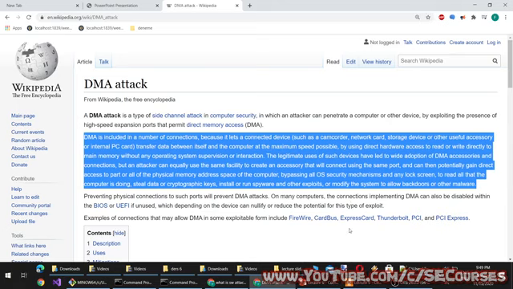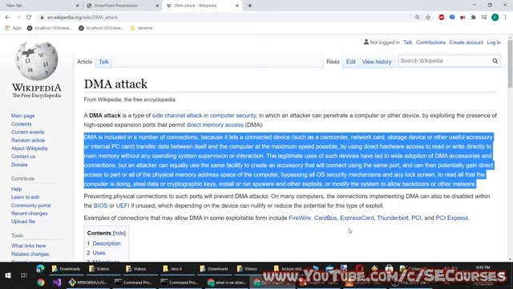DMA is included in a number of connections, because it lets a connected device, such as a camcorder, network card, storage device or other useful accessory or internal PC card, transfer data between itself and the computer at the maximum speed possible, by using direct hardware access to read or write directly to main memory without any operating system supervision or interaction.